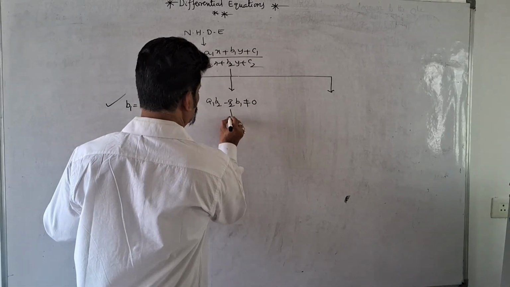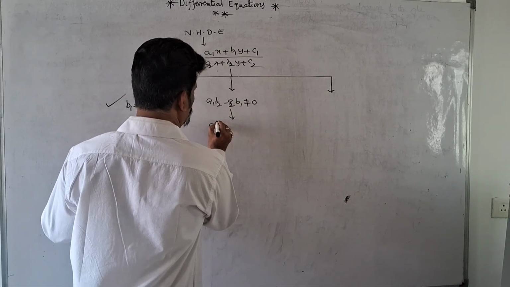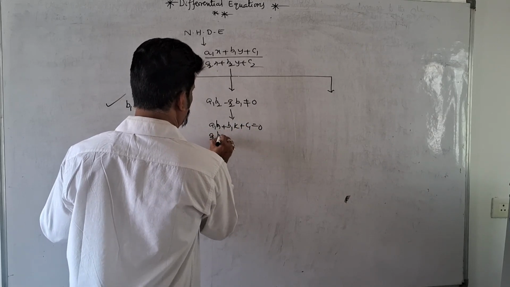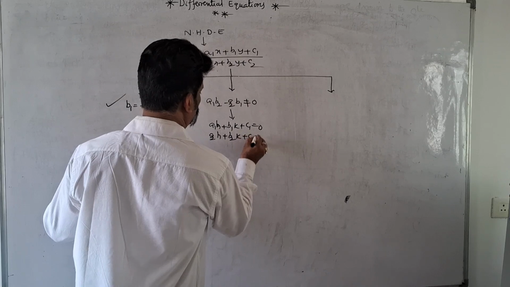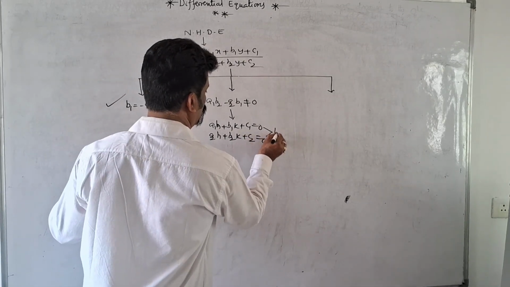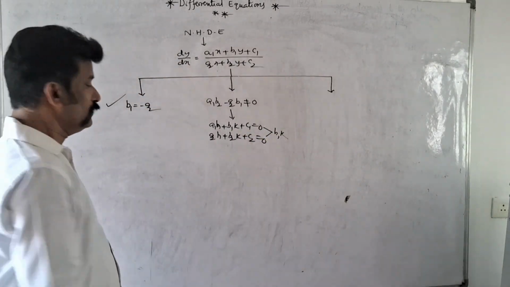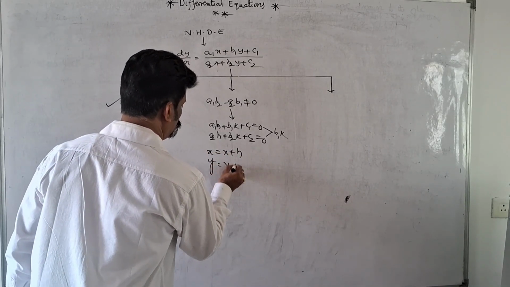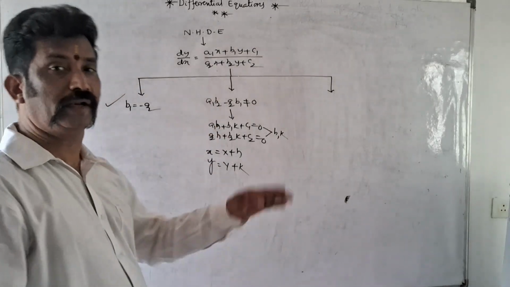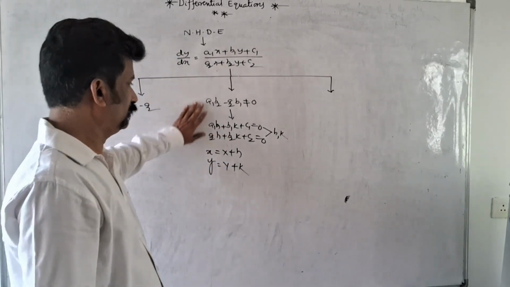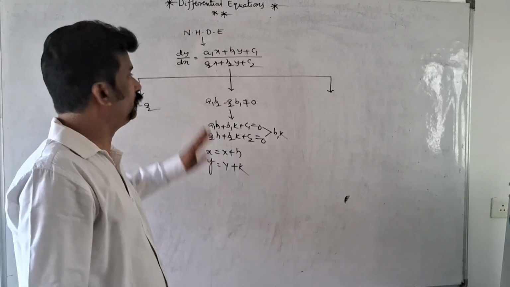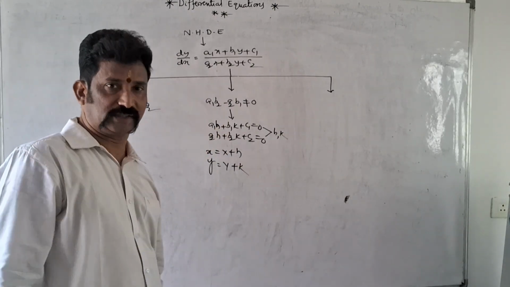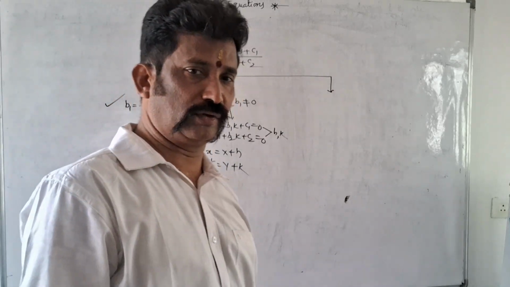So what is the process? a1h plus b1k plus c1 is equal to 0 and a2h plus b2k plus c2 is equal to 0. Solve these two, we get the values h comma k. Then x is equal to X plus h and y is equal to Y plus k. It is very important in the EAP sector. What is the substitution method for this differential equation? Simply remember this: small x is equal to X plus h and small y is equal to Y plus k.